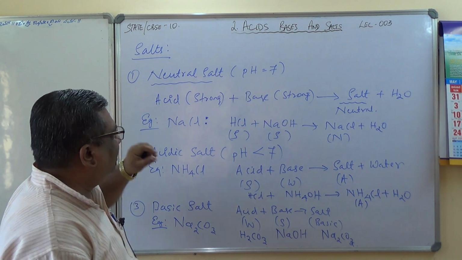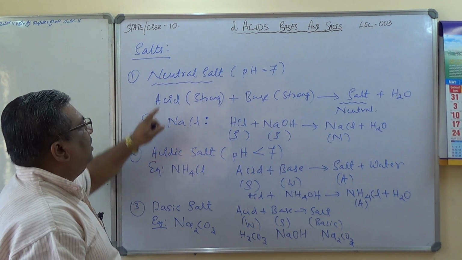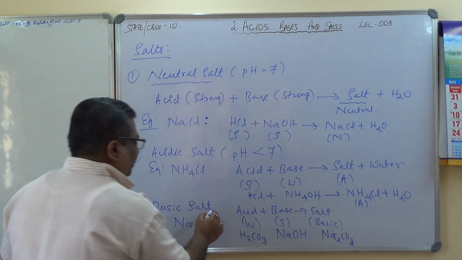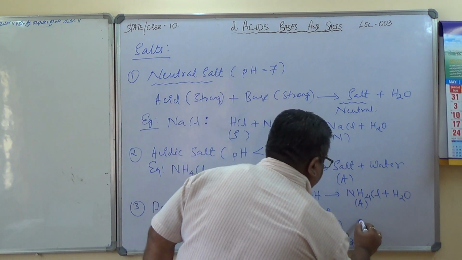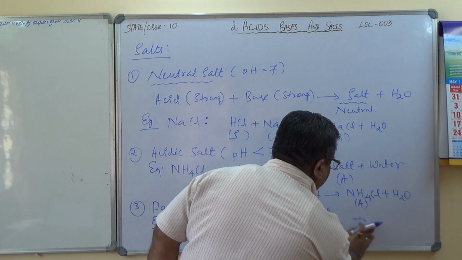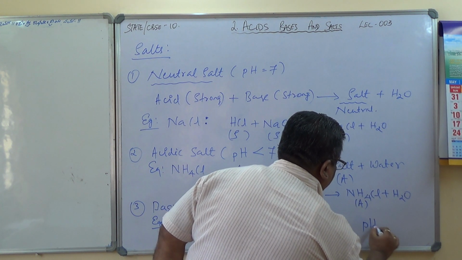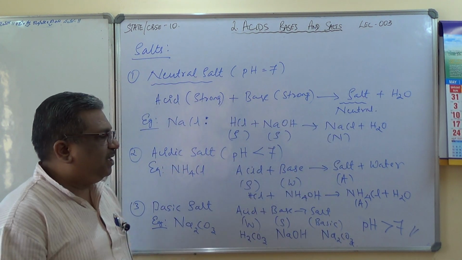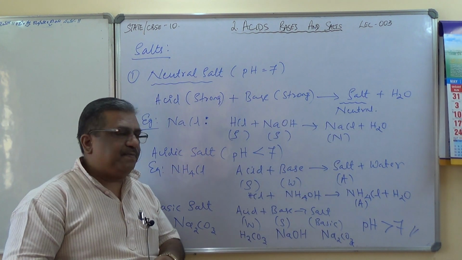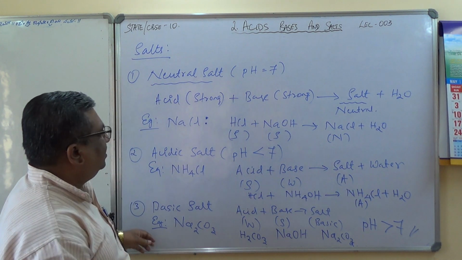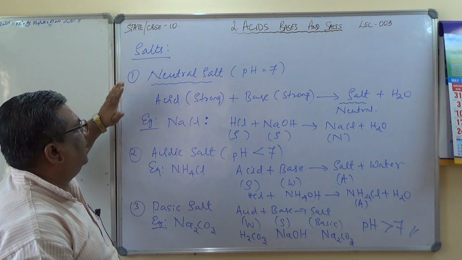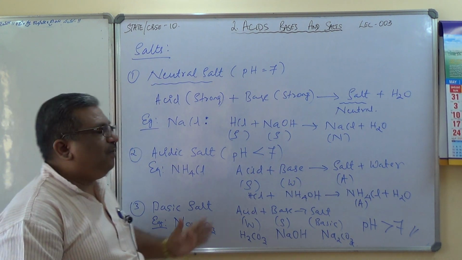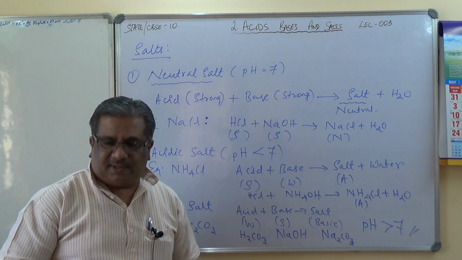So very important here, what is it that you have to know? The pH of neutral salts is 7, the pH of acidic salts is less than 7, and what is the pH of the basic salt here? The pH of the basic salt is greater than 7. If the pH is greater than 7, we already know the substances are basic in nature, isn't it? So you have understood neutral salts, acidic salts and basic salts. Now I will go to the study of salts. Okay.